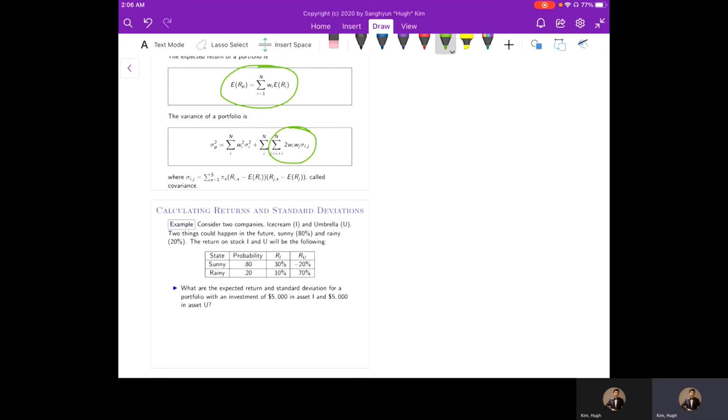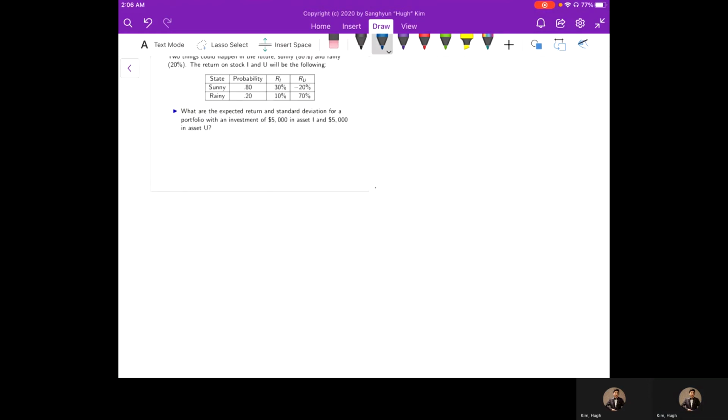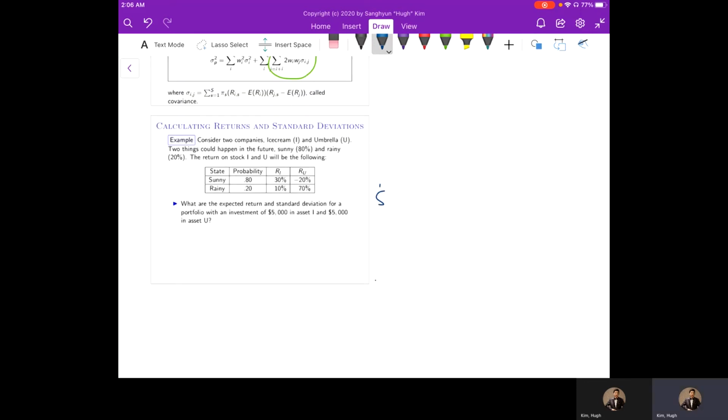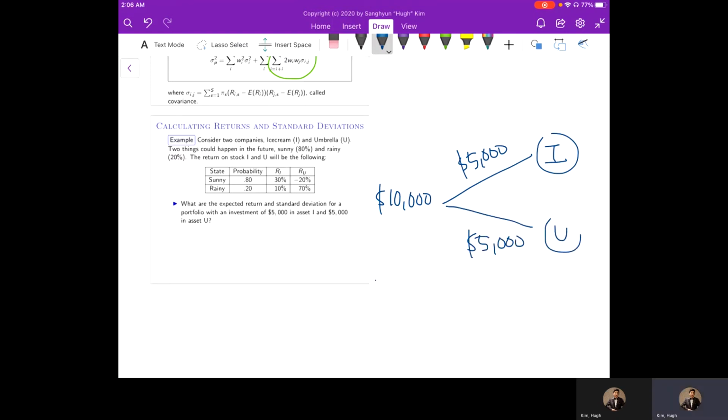This is the same example that we've seen before, but now we've got $10,000. We want to invest $5,000 in the ice cream company and the rest in the umbrella company. So the weight here is 50-50. So this is our portfolio.